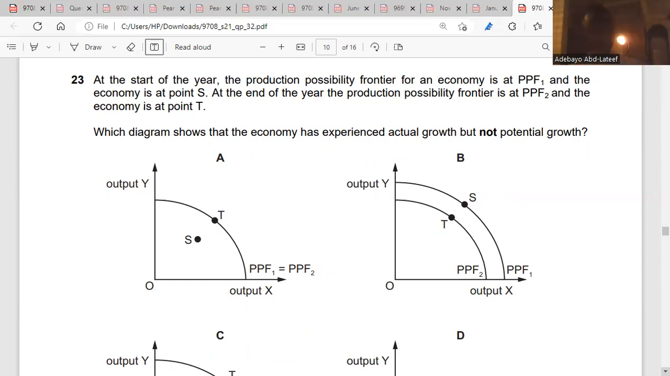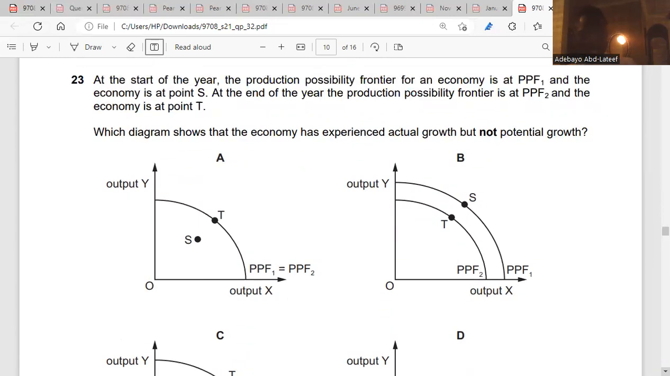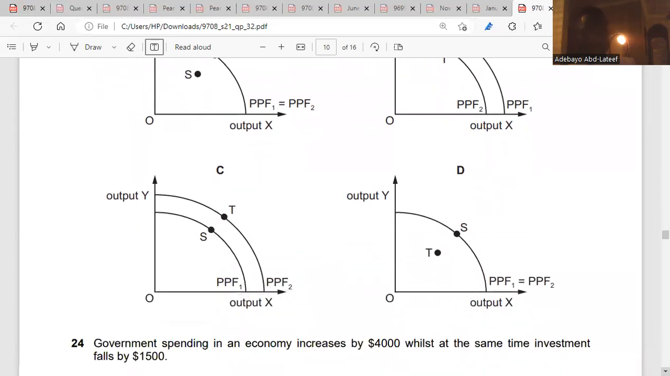Is it clear? It's actual. If it is potential, it should shift outward. Do you get my point? Any question about that? Okay, clear, right? So the answer is what? A, yes. 23, A.